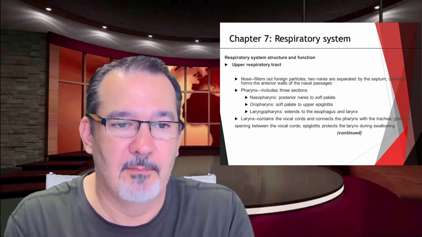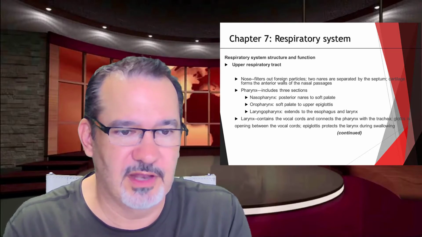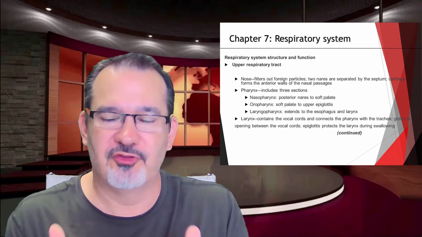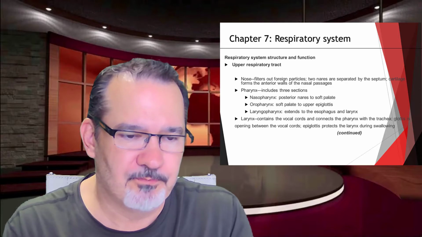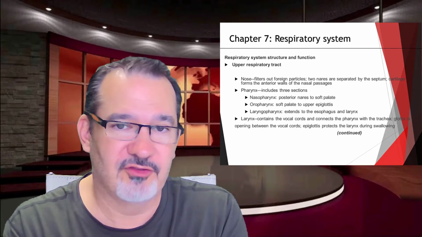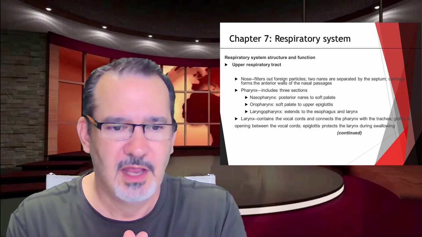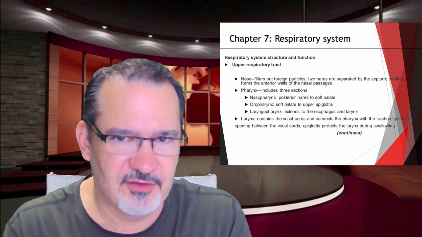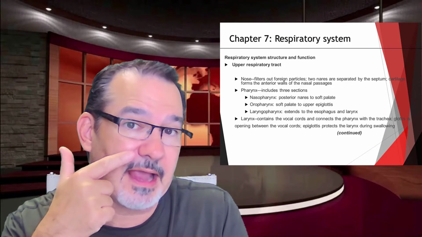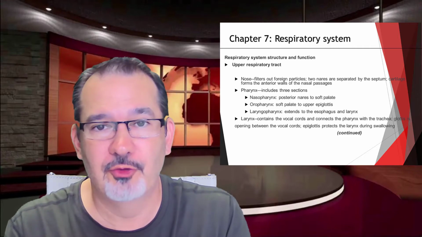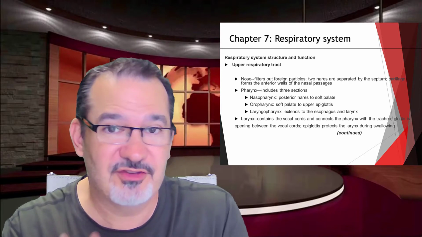Okay, when we talk about the structure of the system, let's start with the upper respiratory tract, which is basically the nose and the throat area. The nose filters out foreign substances, foreign particles. That's why we have hair in our nose. And then there are three sections of the pharynx, and the pharynx is this tube that goes down the back from the nose down to the top of the trachea and the esophagus. And that pharynx has three sections.